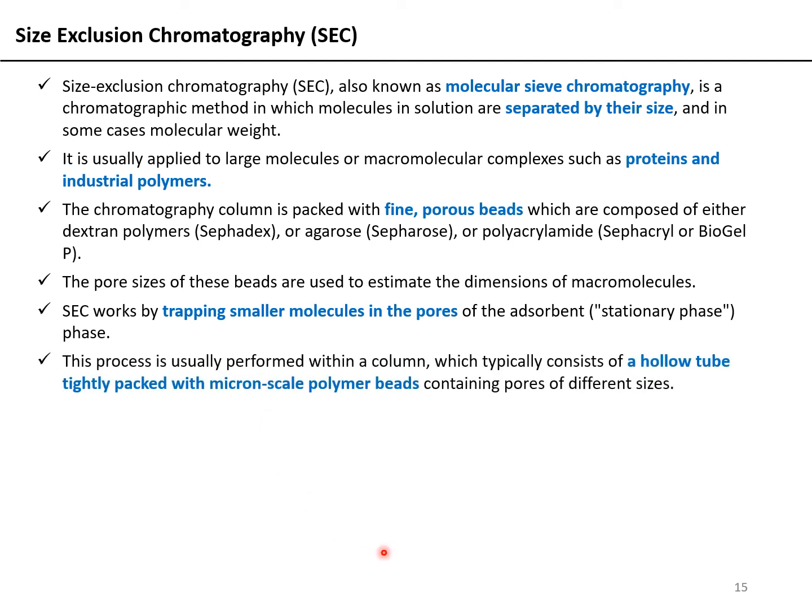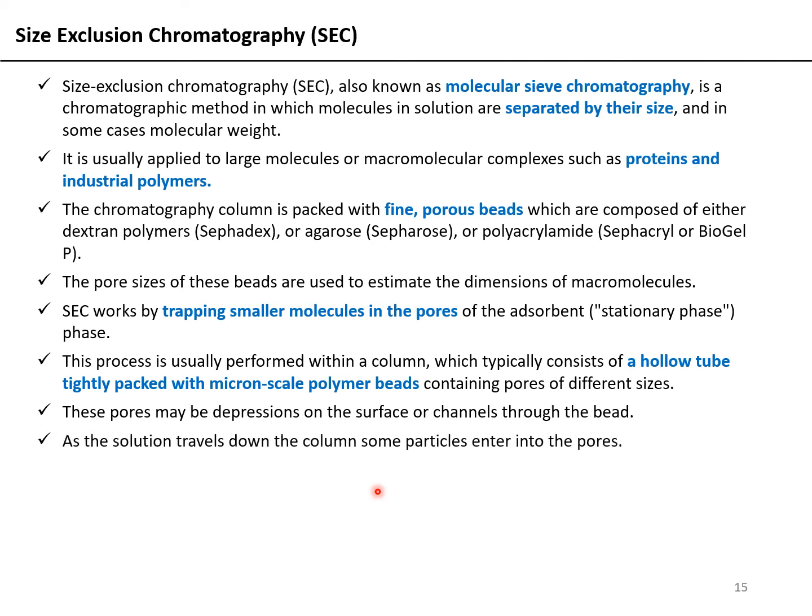This process is usually performed within a column, which typically consists of a hollow tube tightly packed with micron scale polymer beads containing pores of different sizes. Now, these different beads, like the Sephadex, Sepharose or Sephacryl beads, all have different pore sizes, and therefore their resolution varies. These pores may be either depressions on the surface of the beads, or they might be just channels passing straight through the bead.